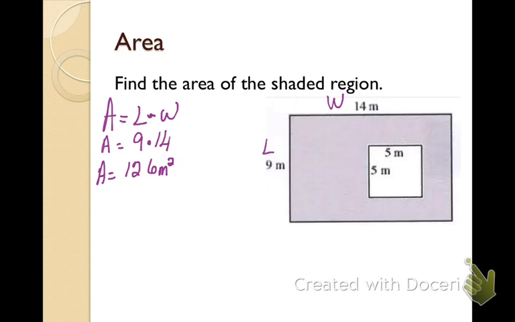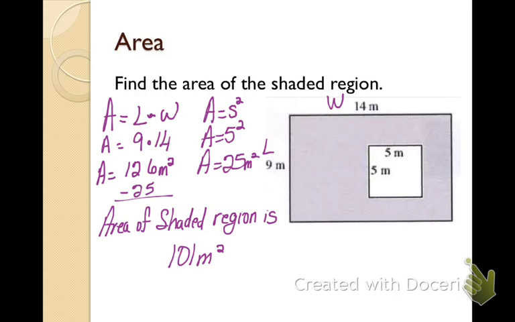Now, let's find the area of the square. And we know that equals S squared. So area equals 5 squared, which is 25. So now I have my two areas, 25 meters squared, sorry. Now that I have my two areas, I can subtract them, and I can get that the area of the shaded region, so my area of my shaded region is 101 meters squared.